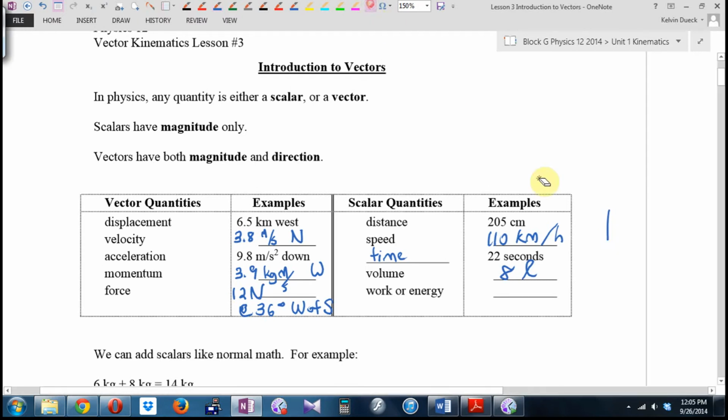So, work or energy, 19, what was energy or work measured in? Joules. Now, you know what? You could have negative 19. That was not a directional component. That was simply saying you'd lost energy, which is not a direction. That's still a quantity. That's still a value. That's still a measurement. Less than before.